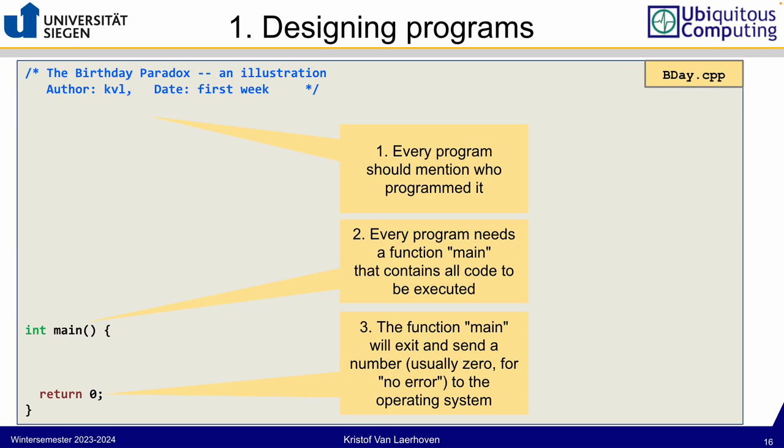So usually you have this blue part at the top, which we call a header, and this header shows everyone what this source code is about. And it's in the first lines because that is the most important thing.